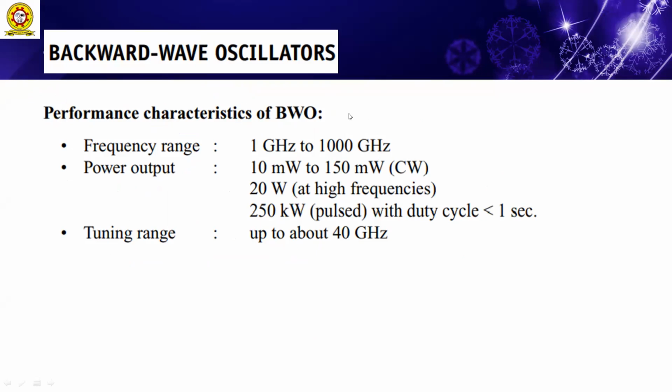Once again, take a look at the performance characteristics of this BWO. It has a good frequency range, 1 gigahertz to 1000 gigahertz. Very good power, 10 milliwatt, 20 watt, 250. So automatically a good tuning range. Take a snapshot. These are the performance characteristics slide for BWO.